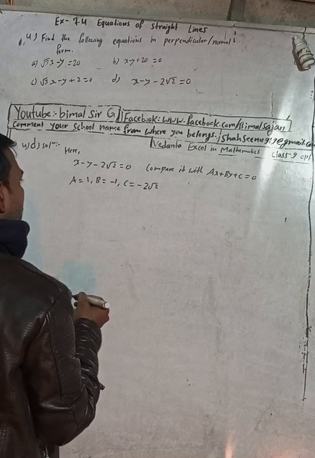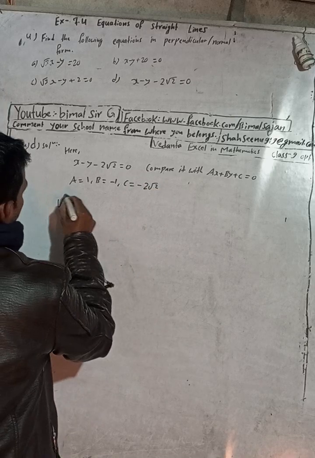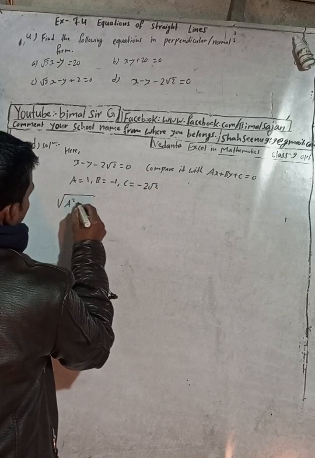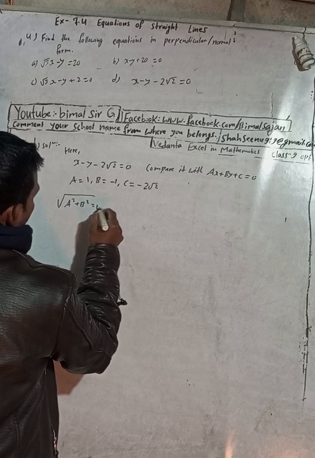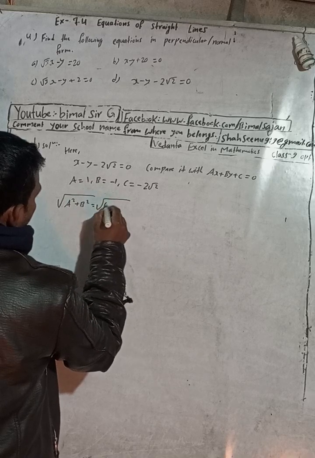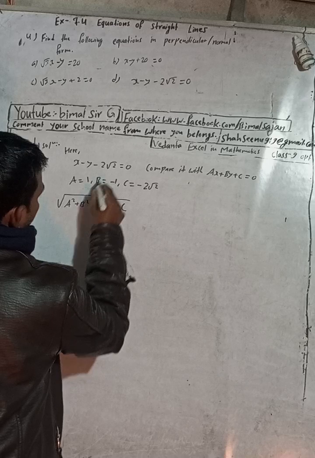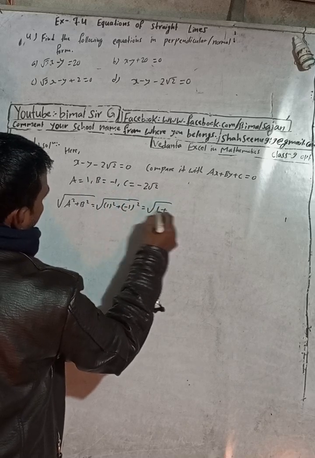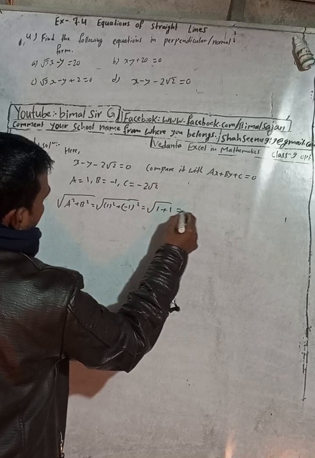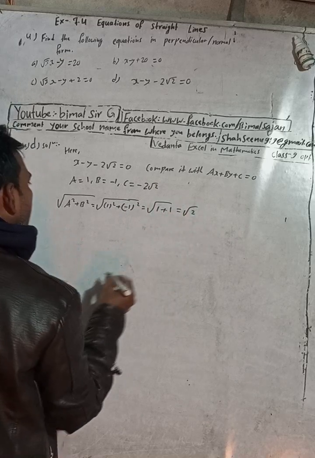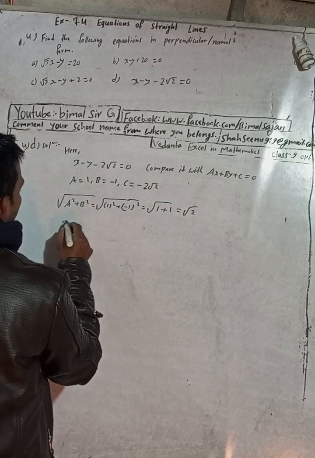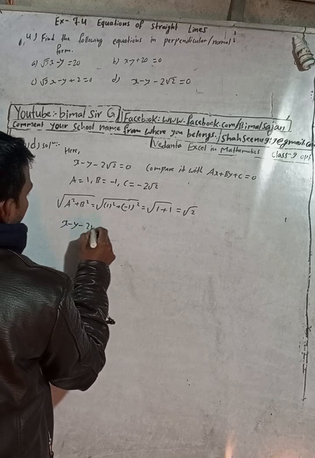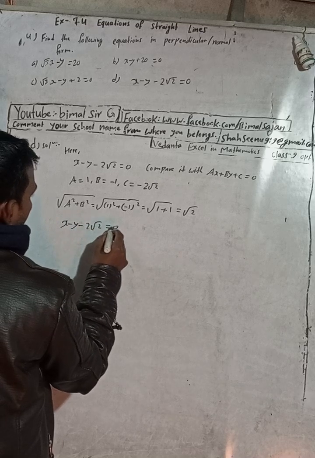Now find root under a square plus b square value. So a square means 1 square plus b means minus 1 square. So 1 square is 1 and minus 1 square is also 1. Now 1 plus 1 is 2, so root 2. Now take back this equation here: x minus y minus 2 root 2 is equal to 0.